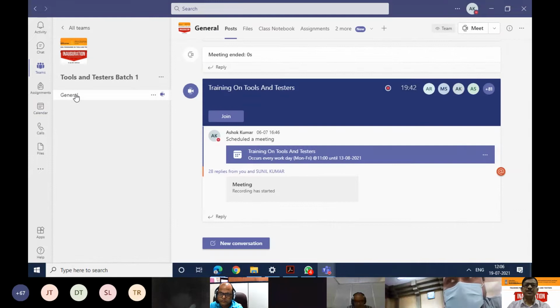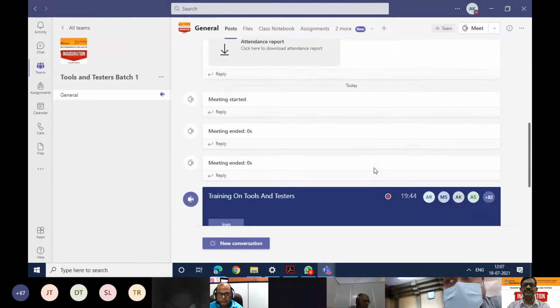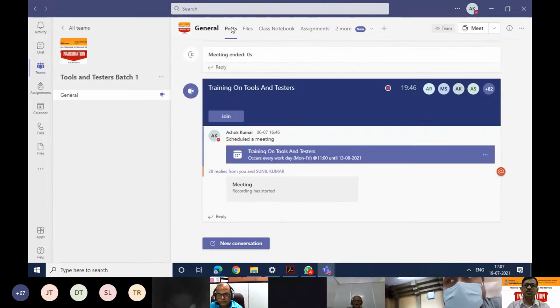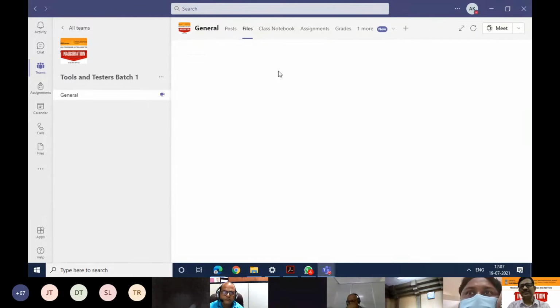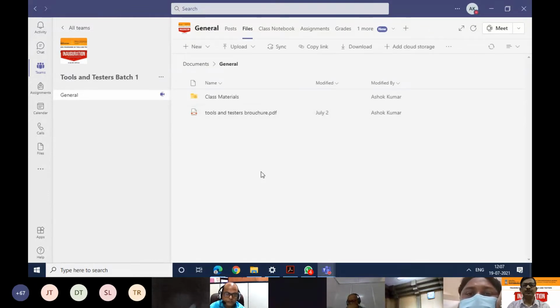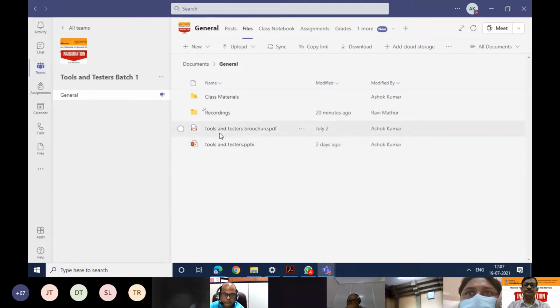In the General options, there are many features. For example, if you click this post, whatever is going on will be visible here. If I close this meeting, the recording of the meeting will be visible here. You can just click the recording and go through it. I'll also be posting certain files. For example, I have posted the browser of tools and tester, which is here, tools and tester.pdf.